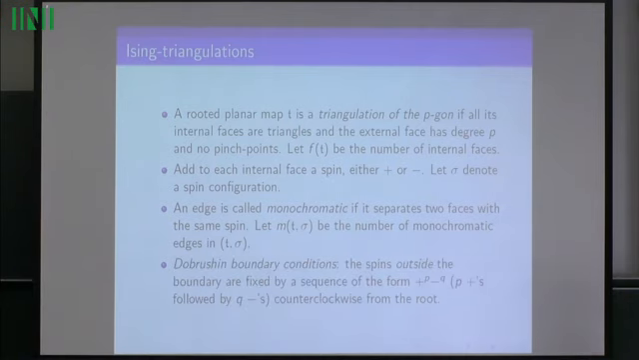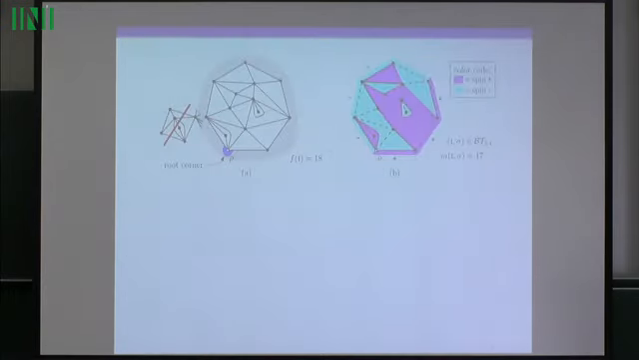And then we still need a boundary condition to have a well-defined Ising model. So I consider here the so-called Dobrushin boundary conditions, which means that the spins outside the boundary are fixed in two sequences. First we have p plus spins and then q minus spins, where p and q are some fixed numbers, and we put the spins on counterclockwise around the root. All right, so maybe the next picture explains a bit more.